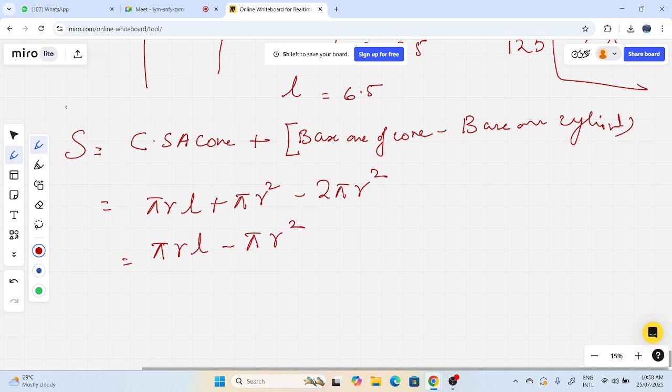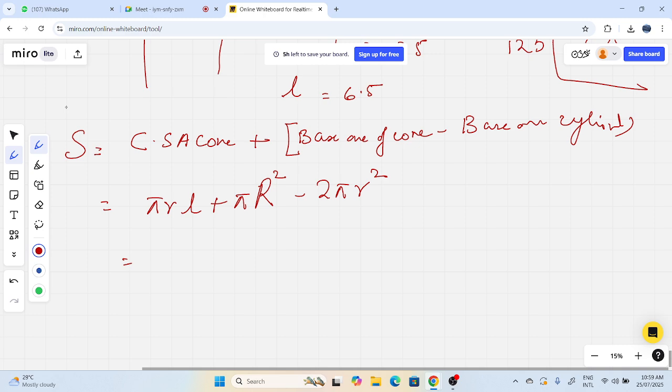But there's a problem. R is not the same. Sorry, R is not the same. This is big R, the cone's capital R, which is bigger. For the cone it's bigger, so we cannot take this.